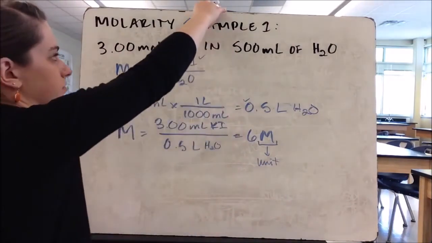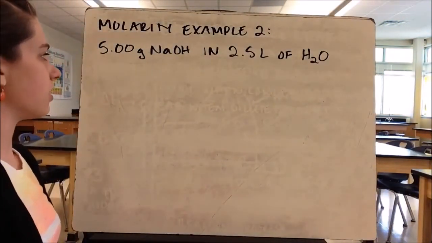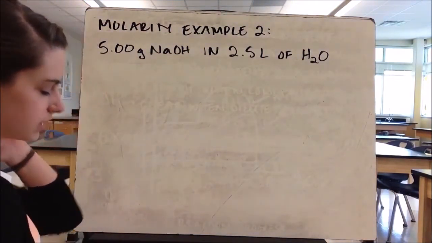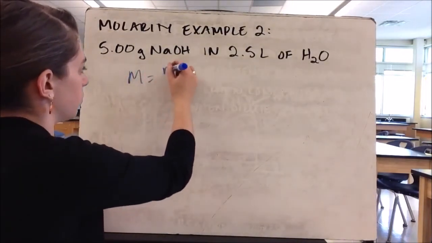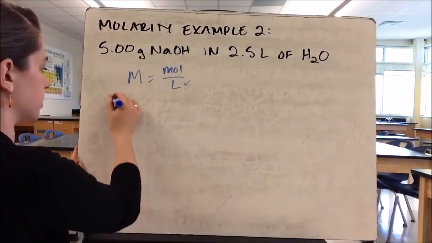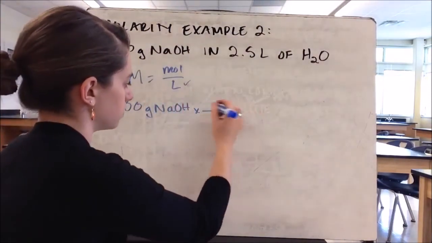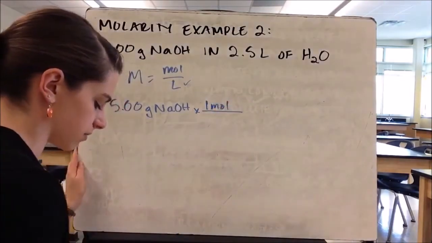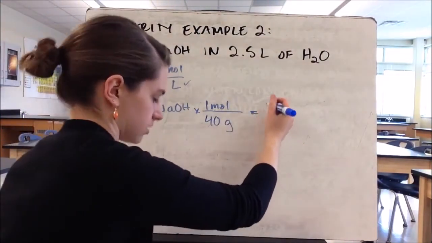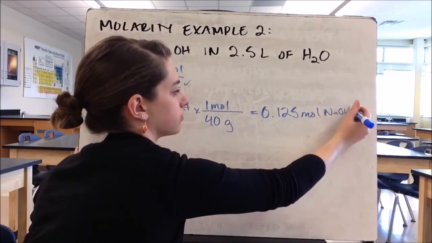Okay, let's look at a second example. Our second example says we're dissolving 500 grams of sodium hydroxide in 2.5 liters of water. If we want to calculate the concentration of this solution, same thing. Molarity is equal to moles over liters. I have liters already, but I need moles, so I'm going to take my 500 grams of sodium hydroxide and convert it to moles. In 1 mole of sodium hydroxide, there are 40 grams, which leaves me with 0.125 moles of sodium hydroxide.